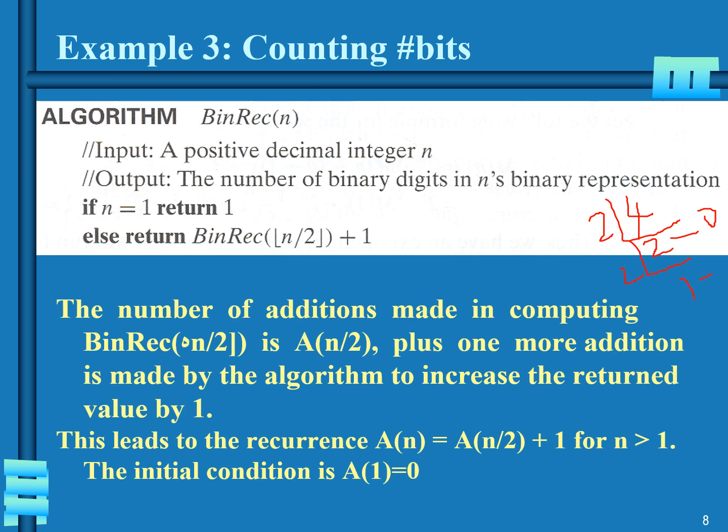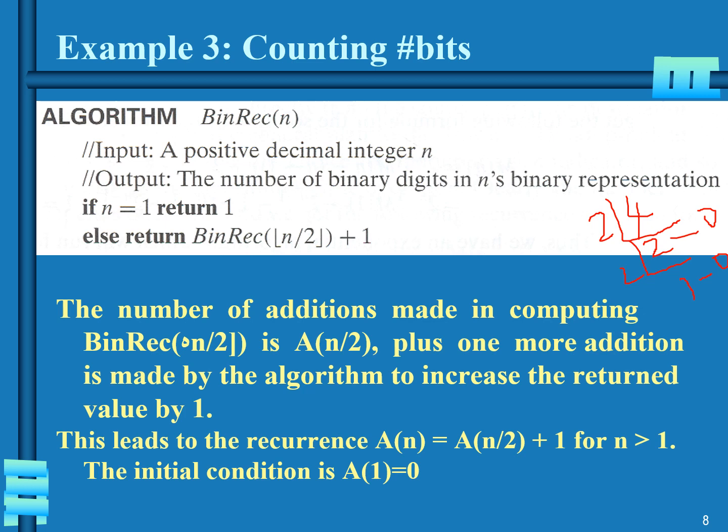1, 0. So our problem is to count the number of binary digits in the representation of this 4. So 1, 0, 0. The answer we are supposed to return is 3, because the number of bits is 3. This is the statement of the problem.